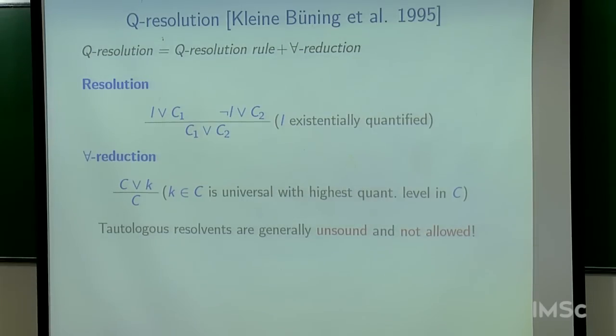We don't allow tautological resolvents in Q resolution. We had this big diagram with extensions of Q resolution where we do allow these tautological resolvents in special cases, and also we can allow universal pivots in some cases as well. But here, this is the most basic calculus, where we only allow these rules, and this is enough for it to be complete.